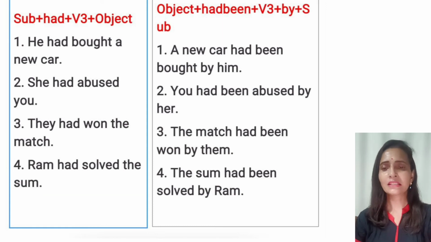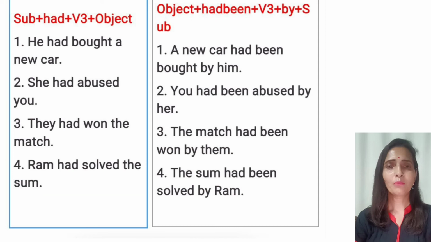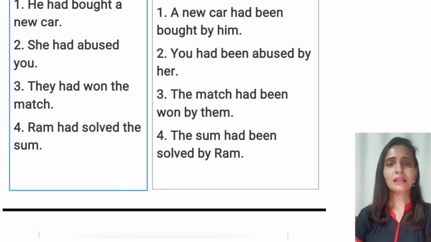Okay, so let's start. He had bought a new car. So what is the object here? New car. So we will first write a new car, then we will write had been bought by him. A new car had been bought by him. In perfect tense there is already a third verb, so here also there is always a third verb in passive voice.